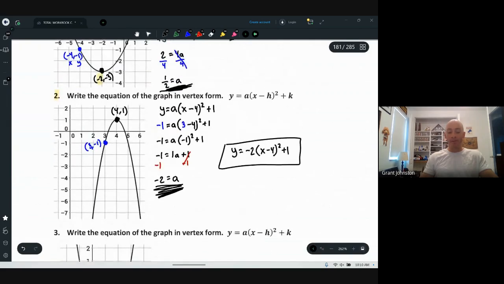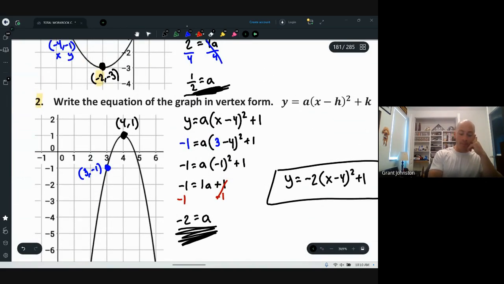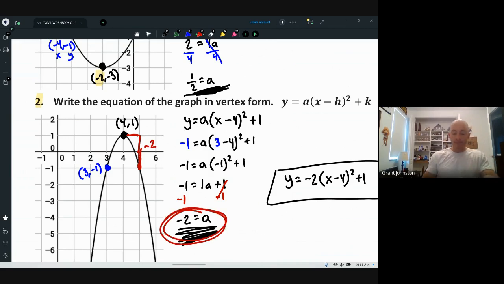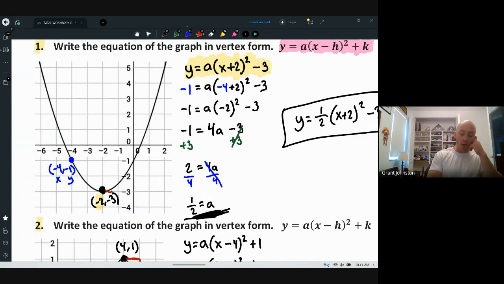Let me show you a graph. From the vertex to this next point here, if you displace 1, it goes down 2, right? And the a value is negative 2. Look at this one. If you displace 1, it looks like it went 1/2. And isn't the a value 1/2? So you can kind of see it just in the graph.